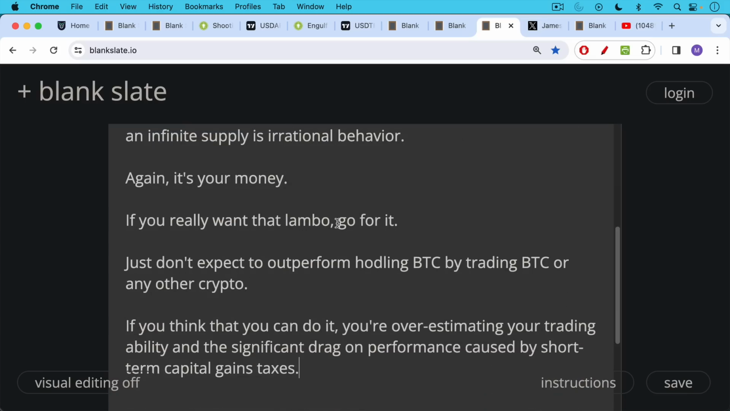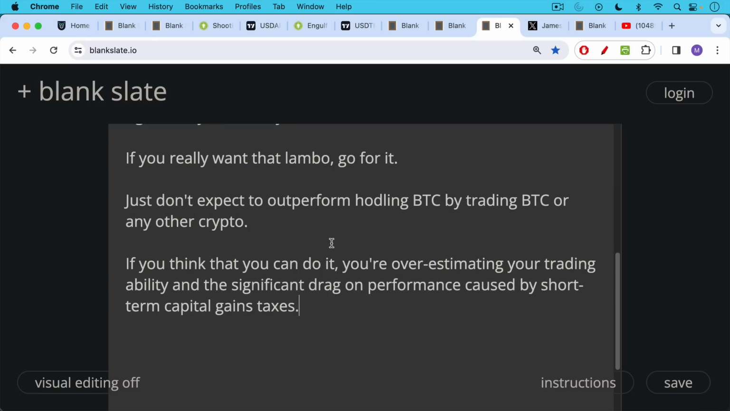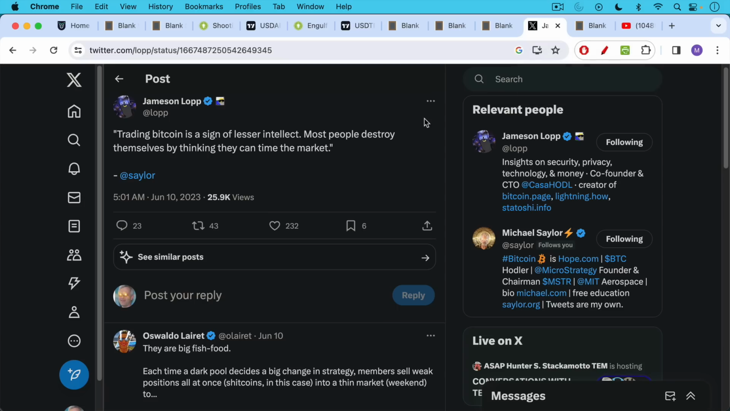If you think that you can do it, you're overestimating your trading ability and the significant drag on performance caused by short-term capital gains taxes. If you make just one mistake, you can end up giving back quite a bit of your profits. I like this quote from Michael Saylor, posted here by Jameson Lopp, and this is Saylor speaking, quote, "Trading Bitcoin is a sign of lesser intellect." I really like that phrase.